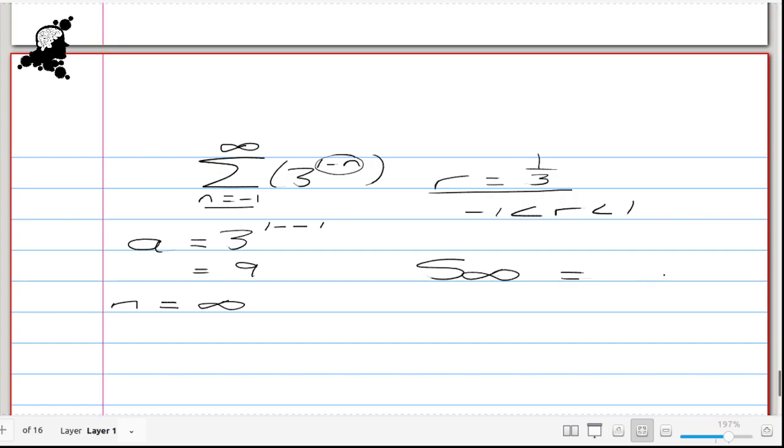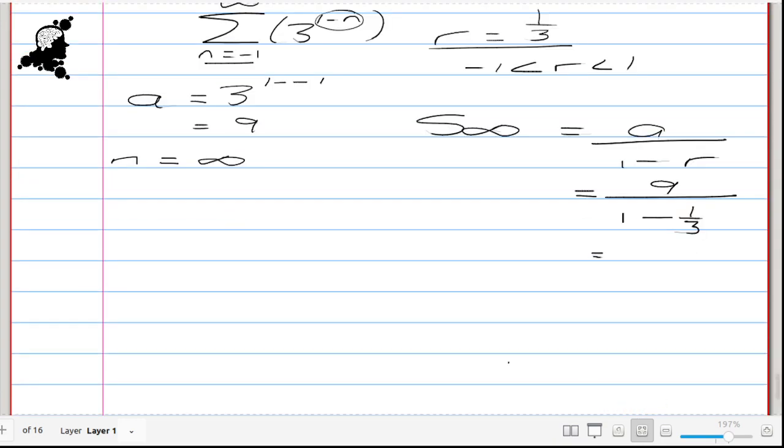S infinity is equal to a over 1 minus r. This is going to be equal to 9 over 1 minus a third, which is also going to give you 9 over 2 over 3, which I can write as 9 times 3 over 2. And that's going to give me 27 over 2. I am done. That's sigma notation in short, ladies and gentlemen.